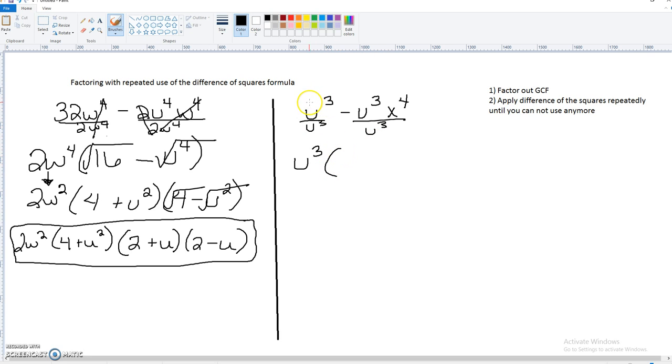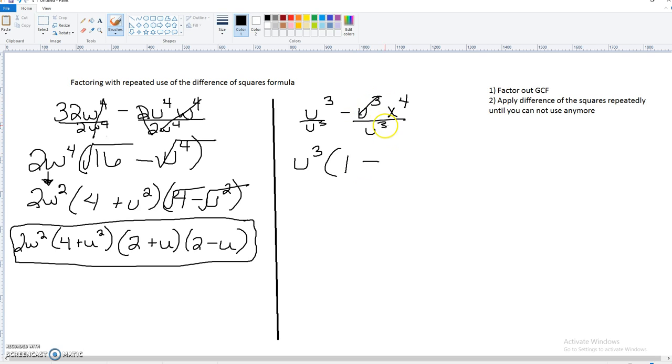Now, anytime we have something divided by something, it normally equals 1, right? 2 divided by 2 is 1. 5 divided by 5 is 1. Well, same thing here. We've got, sorry, u to the third divided by u to the third. It equals 1. Okay, so that's important to see that. We're going to bring down our negative sign.